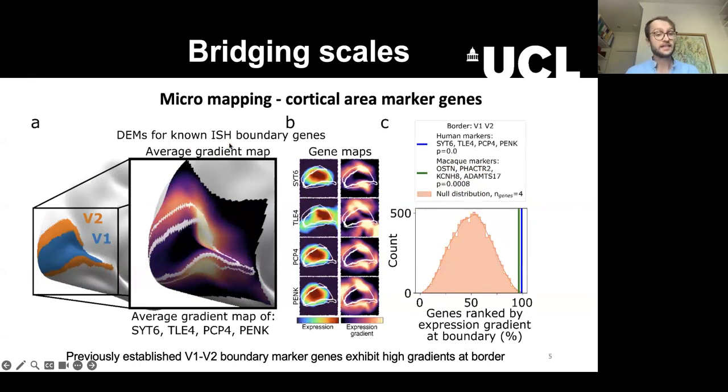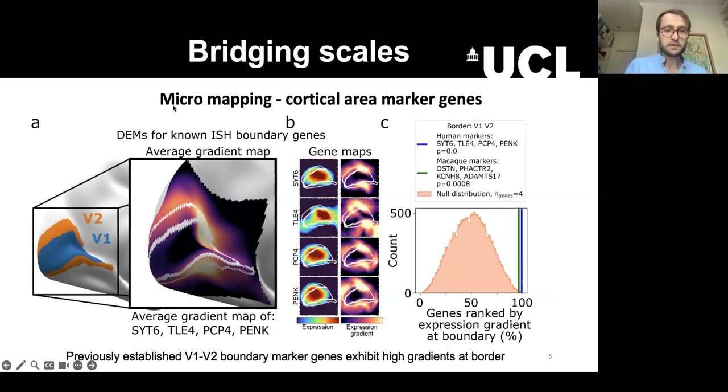We next sought to validate these maps. To do this, we did this first at the microscale, looking at cortical area marker genes, so known genes that exhibit clear boundaries of expression. The best studied border here is V1, V2. So we took the Glasser version of V1, V2 and mapped this to our atlas and compared it with 4 known human marker genes, SYT6, TLE4, PCP4, and PENK.